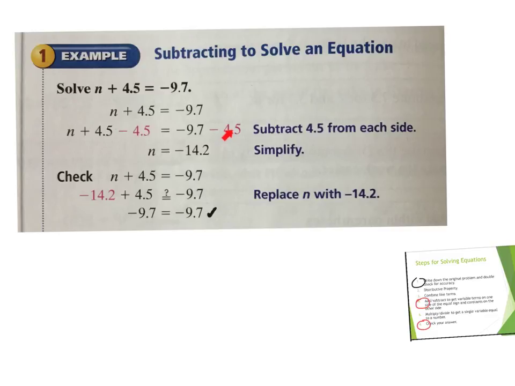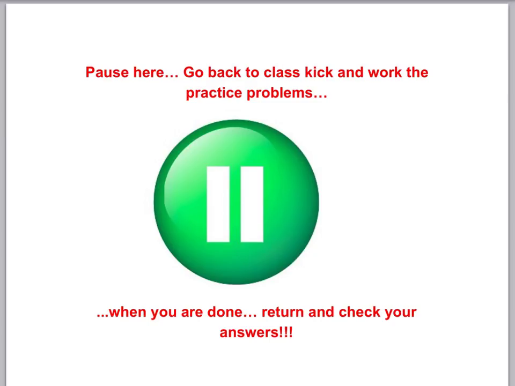And I do expect that you're able to do this, right? So here we have negative 9.7 minus 4.5. So remember, technically you are adding, since they're both negatives here, and so we get negative 14.2. And the check, again: plug that back in, negative 14.2 plus 4.5, really kind of subtracting here, right? That is negative 9.7. So pause, go into Class Kick, your turn.